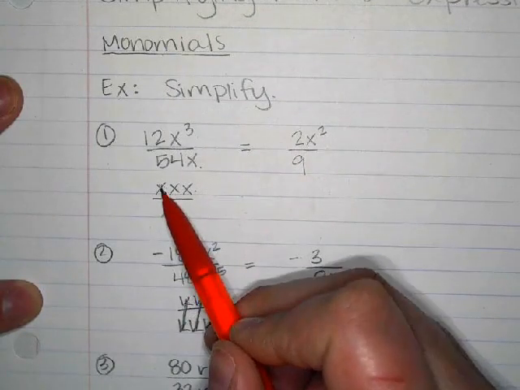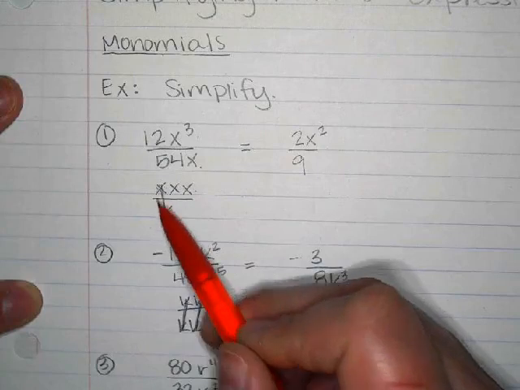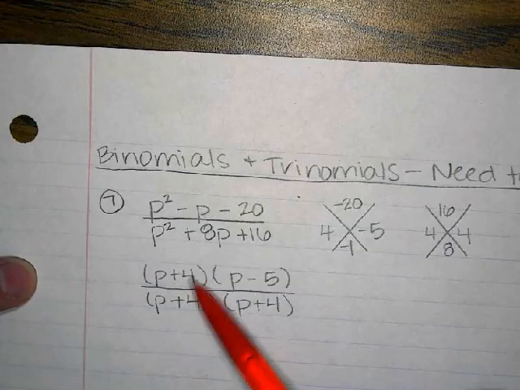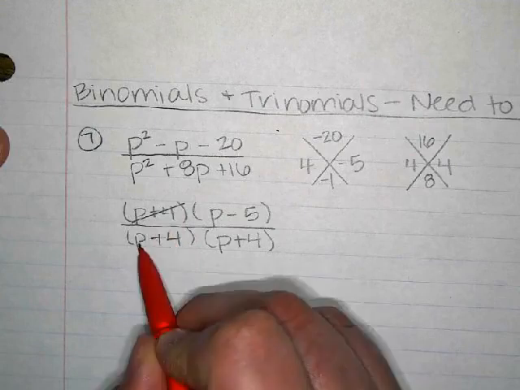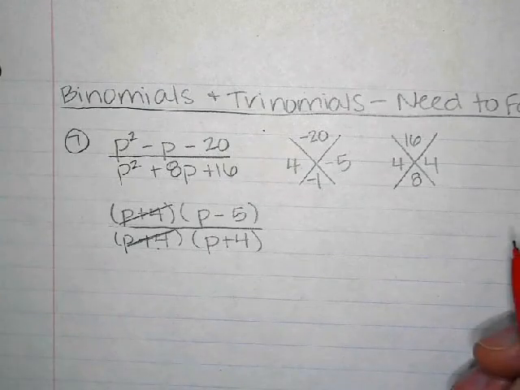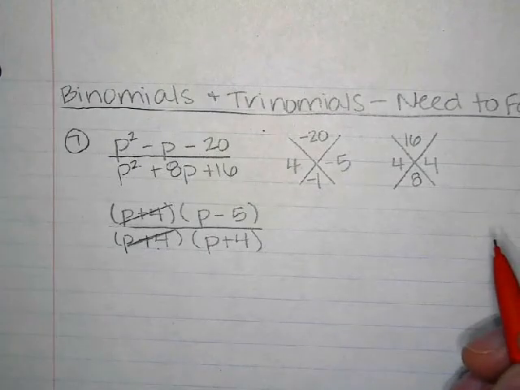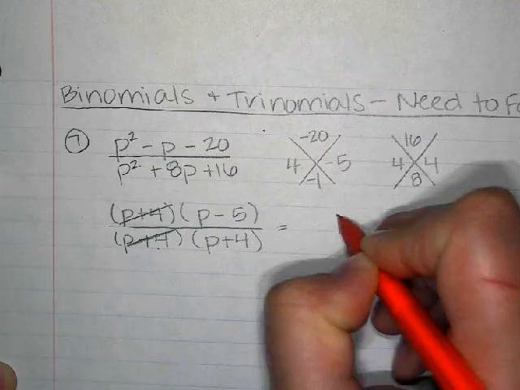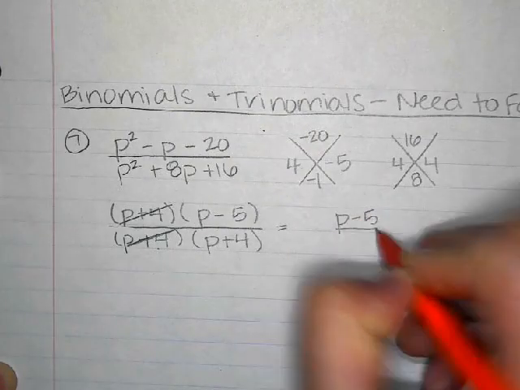And so here, same thing with the parentheses. We can only cancel one set of parentheses with one set of parentheses. So we're going to cancel 1 with 1, and that's all we can cancel. And then the extra set of parentheses we've got, that's what's left over. That's our final answer. So we end up with p minus 5 on the top, p plus 4 on the bottom. That is our final answer.